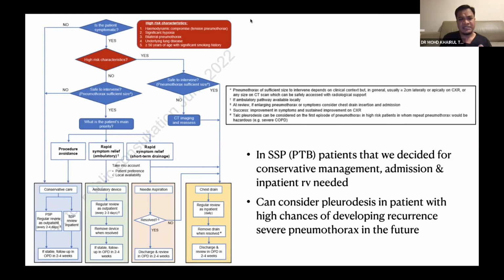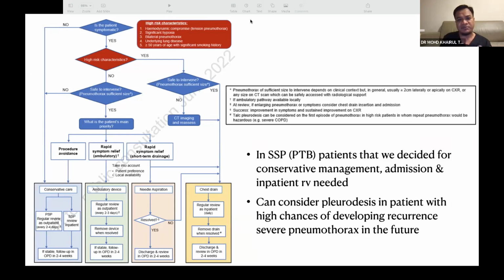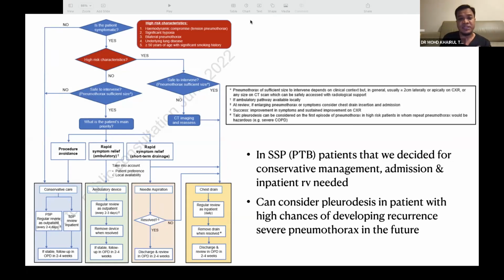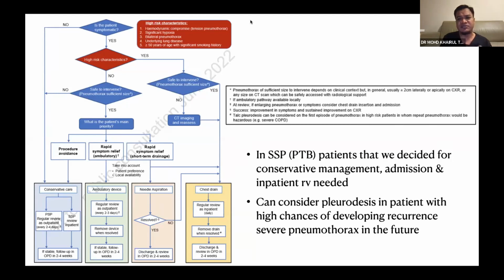When you have high risk characteristics, you need to measure whether the pneumothorax is sufficient to intervene. The cut-off point is 2 centimeters. You can measure it either from the apex or from the hilum. If it is more than 2 centimeters, it's safe to intervene and you can insert the chest tube immediately. If it's less than 2 centimeters, they prefer further imaging and reassessing the feasibility of doing the chest drain under ultrasound or CT guided insertion.